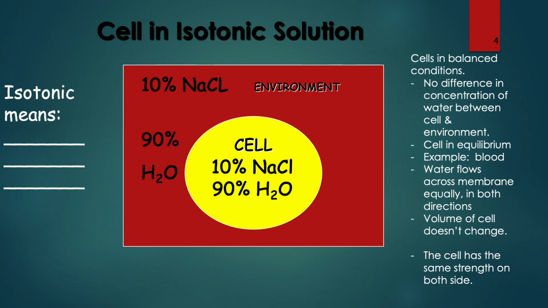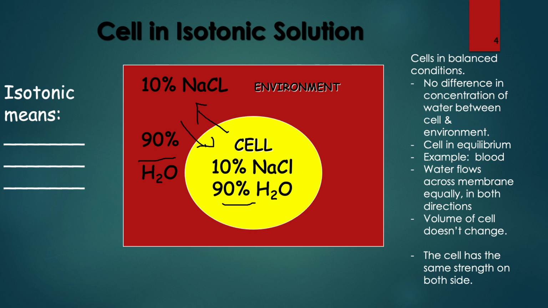In this second example, we have an isotonic solution. Notice my water content, 90% water in the cell, 90% water outside the cell. Since my water amount is the same inside and outside of the cell, I'm not going to have any net movement. I can have movement, but if 5 water molecules move out, 5 water molecules would move in.